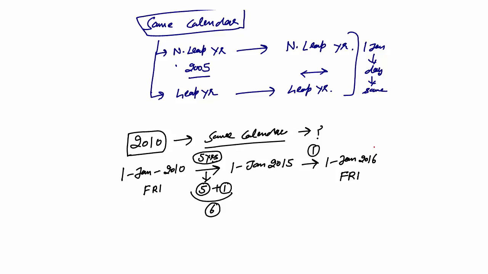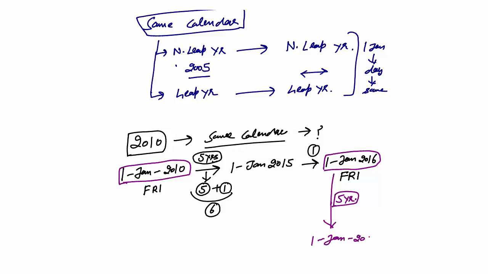A very, very important thing I am going to tell you: this will not be the same calendar, because this is a leap year and that is a non-leap year. Although the first day will be the same, we can't match a non-leap year calendar with a leap year, so we will move much further forward. Let's say move 5 years more. 5 years you can always move in the case of a non-leap year. So 1st January 2021.